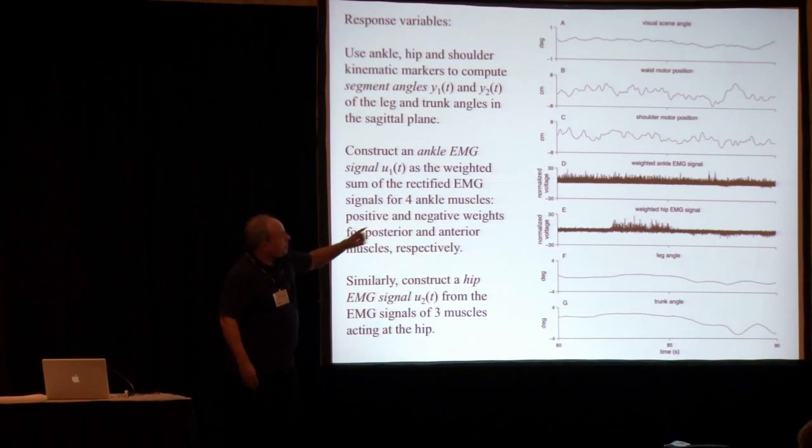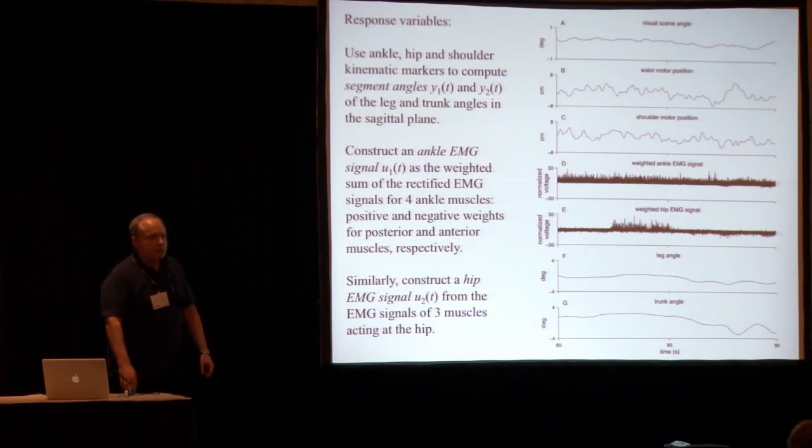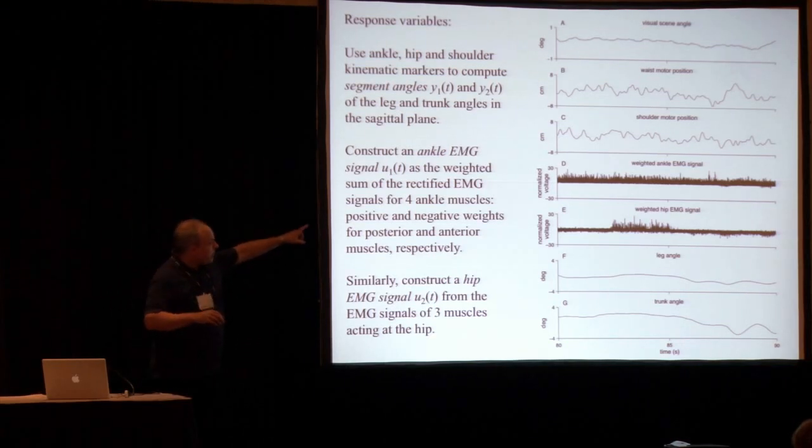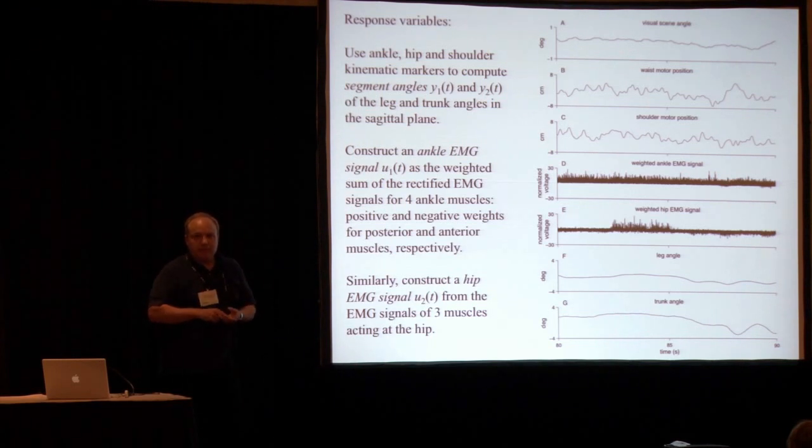And then we have what we call the weighted ankle EMG signal. What we do is we take rectified EMG signals from ankle muscles. If it's a posterior muscle, we give it a positive weight. If it's an anterior muscle, we give it a negative weight. And we adjust those weights to maximize coherence with the three perturbations. So that gives us the weighted ankle EMG signal. And then in the same way, we take hip muscles and we create a weighted hip EMG signal. So those two signals are the inputs to the plant, the muscle activation signals. And then we have the two kinematic variables, leg angle and trunk angle, in the sagittal plane. So we have two kinematic variables and two EMG signals.